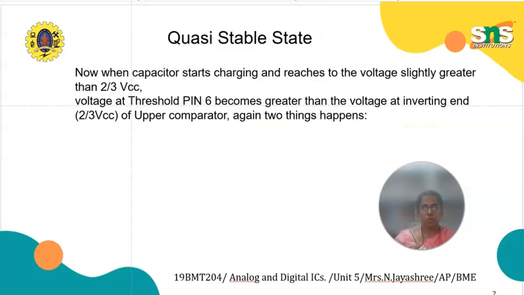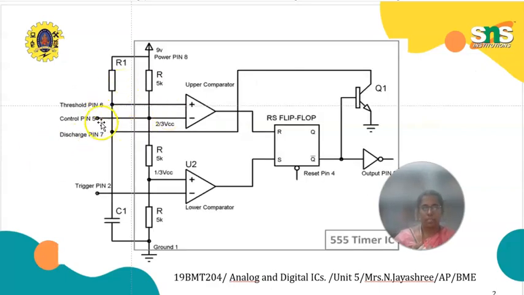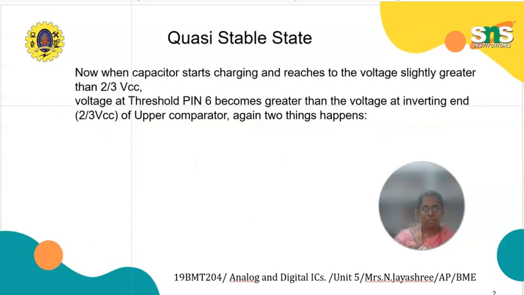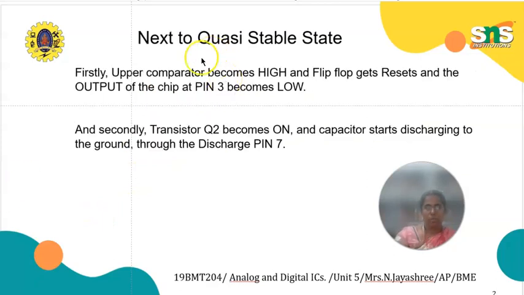Next, when the capacitor starts charging and reaches a voltage slightly greater than 2/3 of the supply voltage, the threshold pin 6 becomes high. After that, it is greater than the voltage at the inverting input, 2/3 of the upper comparator. Next to the quasi state, first the upper comparator becomes high and the flip-flop gets reset, and the output of the chip at pin 3 becomes low. Secondly, the transistor Q2 becomes on and the capacitor starts discharging to the ground through the discharge pin 7.